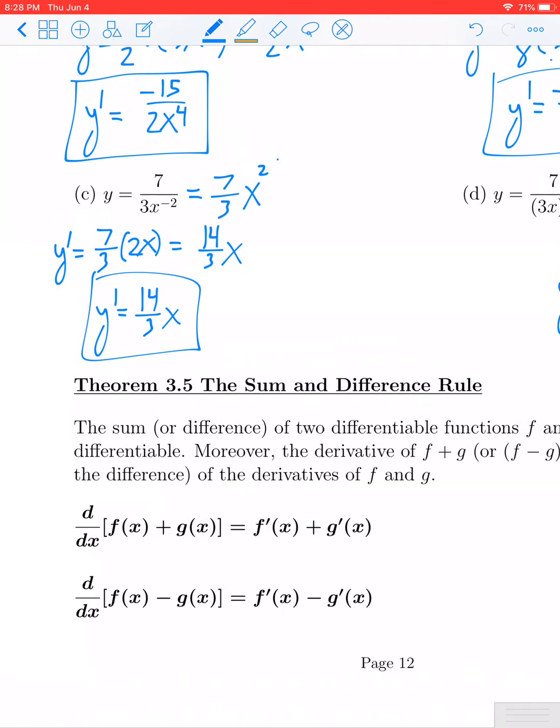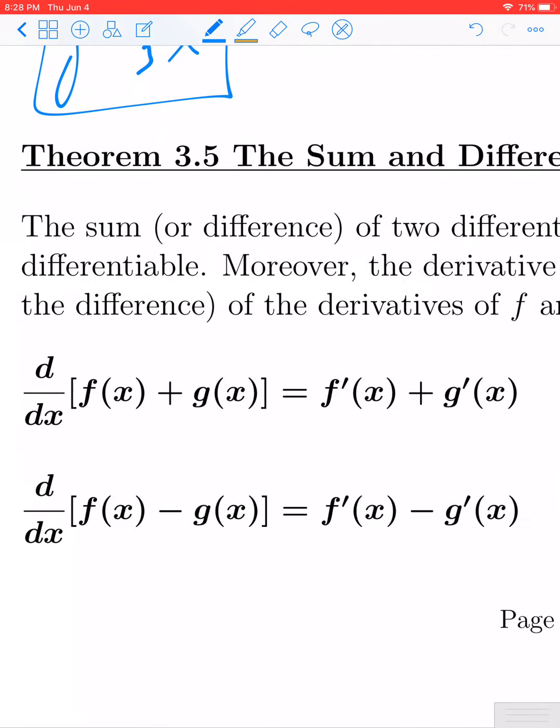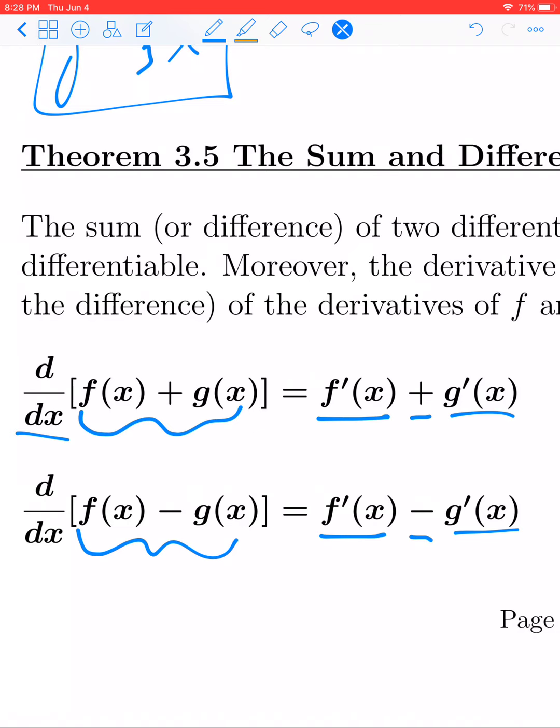Theorem 3.5 tells us how to take the derivative of the sum and difference of two functions. Simply put, the derivative of a sum or difference is going to be the sum and difference of the derivatives. So if we take f plus g of x and we want to differentiate that sum, it's simply going to be the derivative of f plus the derivative of g. And similarly, the derivative of the function f minus g is simply going to be the derivative of f minus the derivative of g. And with this theorem and our previous rules, we'll now be able to differentiate any polynomial.